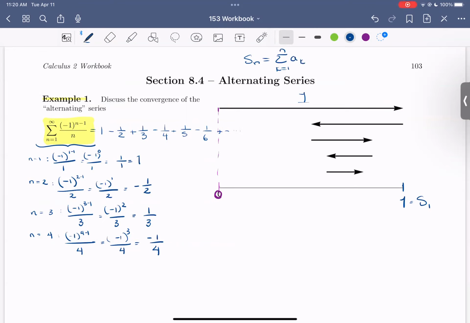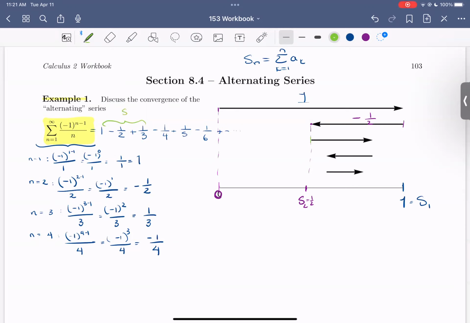Recall S sub n is just the sum of k equals 1 to n of a sub k. So it's just the sum of the first n terms. The sum of the first 1 term is just S sub 1. But now in our next term in our series, we're going to subtract 1/2. Starting at 1, having added 1, now I'm going to go in the negative direction 1/2. So now I'd be here at S2, which in this case would be at 1/2, because 1 minus 1/2 is 1/2.